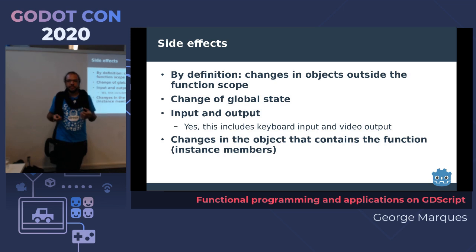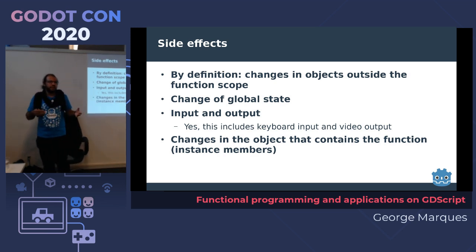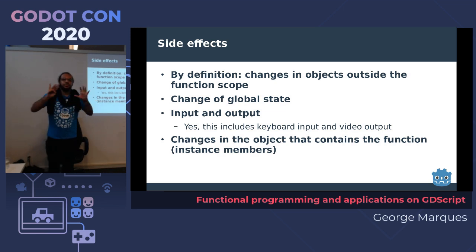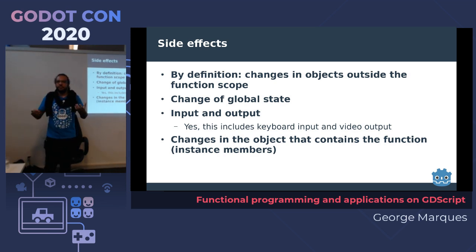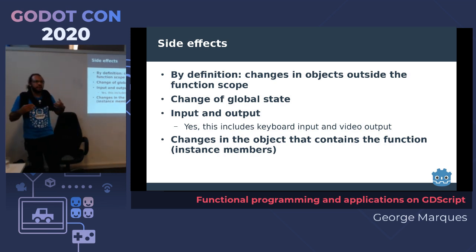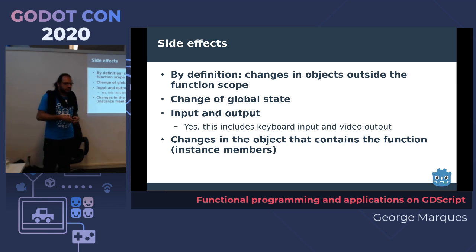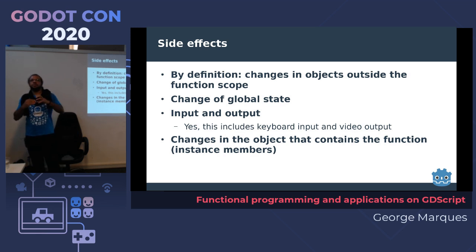One example of this is input and output, actually, because the input from the keyboard is something external. And also the output, like to the monitor, is something external. You're changing the state, so the function can have different behaviors, a different return value, because of the inputs or the outputs. And if you have an object and the object has a method, and the method changes the state of the object, that's also a side effect.